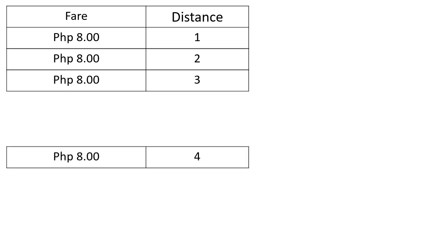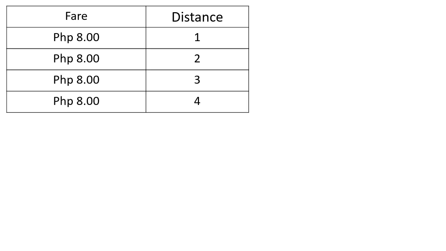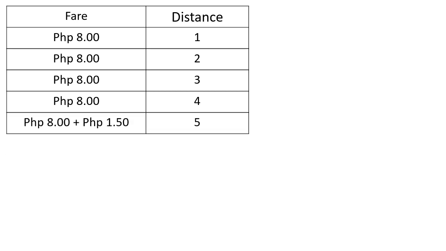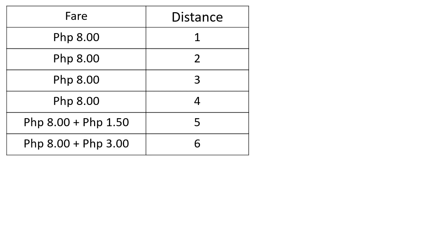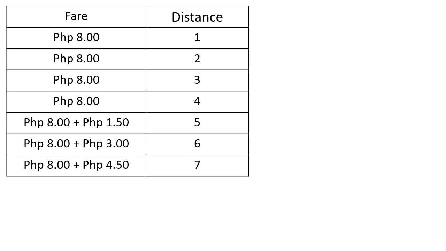So, imagine na ang distance na na-travel mo na pagsakay mo ng jeep ay 1 kilometer lang. So, ang babayaran mo lang is 8 pesos. 2 kilometers, 8 pesos. 3 kilometers, 8 pesos. 4 kilometers, 8 pesos. Then, pagdating na ng 5, pag naabot mo na yung 5 kilometers, madadagdagan na siya ng 1.50 kasi 1.5 peso per kilometer excess sa 4. So, kapag 6 kilometers na, dalawang 1.5 na, so 3 pesos na yung excess, and so on and so forth.